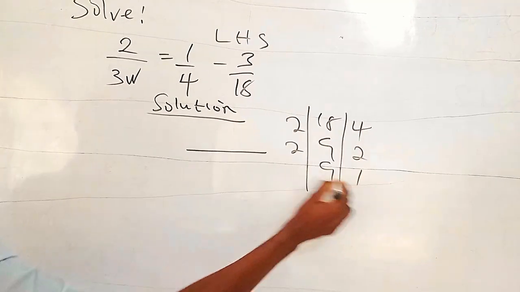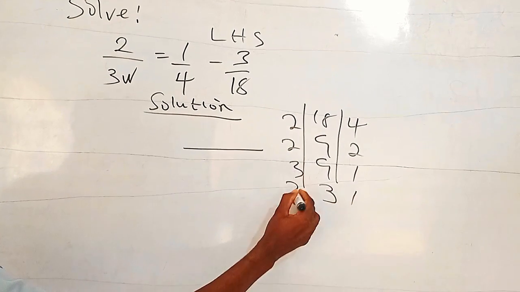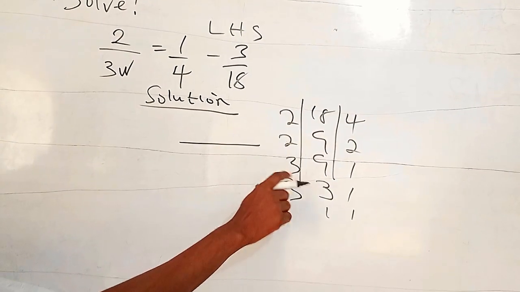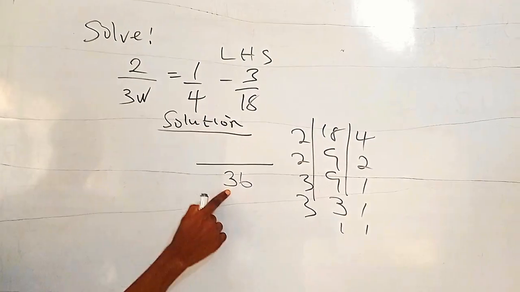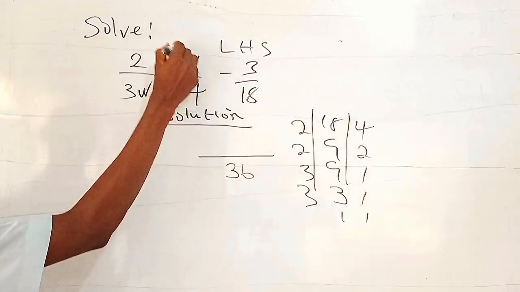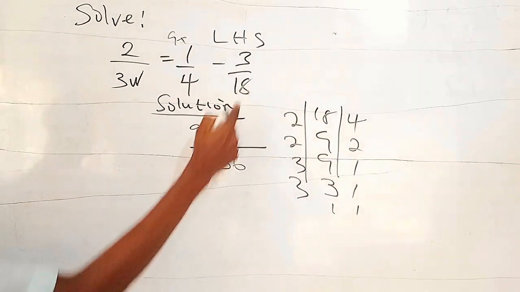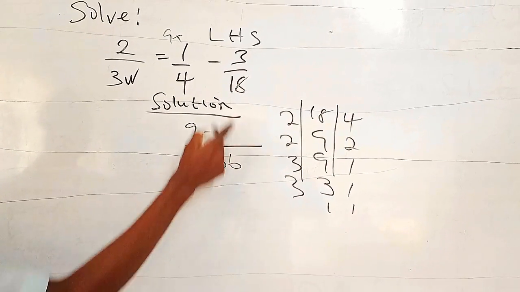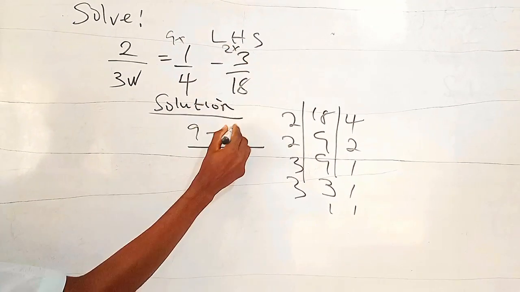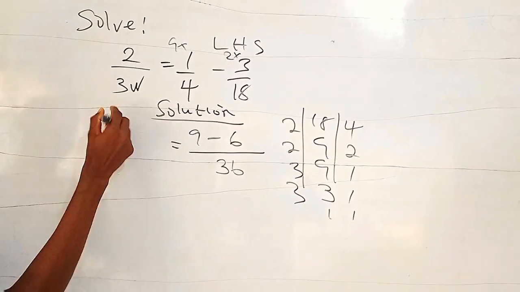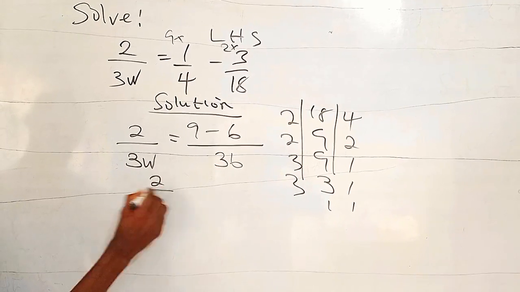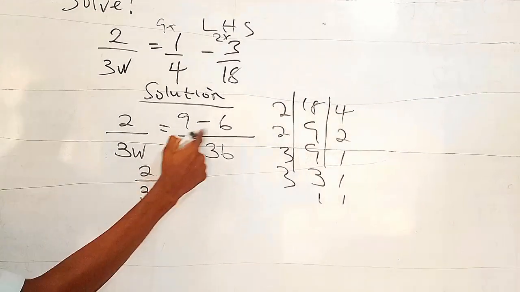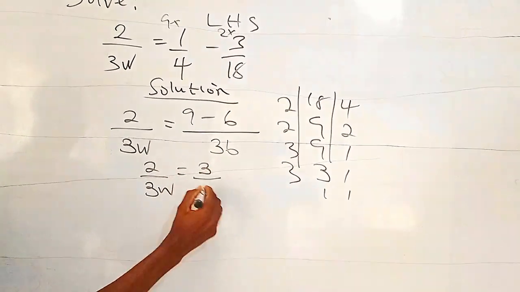When we look for the LCM, we have 2 times 2 is 4, 4 times 3 is 12, 12 times 3 is 36. That is the LCM of 4 and 18. 4 into 36 is 9, 9 times 1 is 9, minus 18 into 36 is 2, 2 times 3 is 6. So it equals 2 divided by 3w, equals 9 minus 6 is 3 over 36.